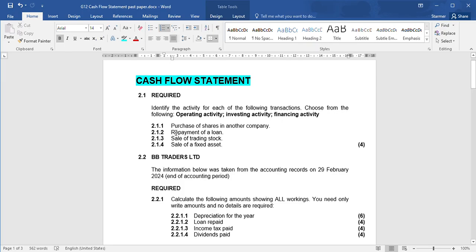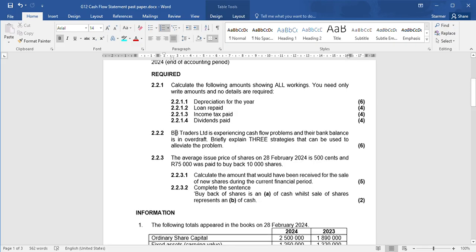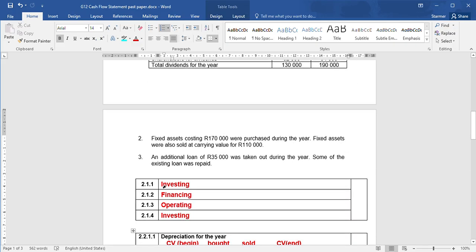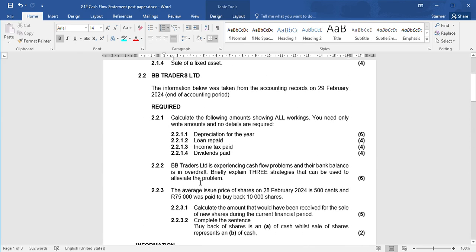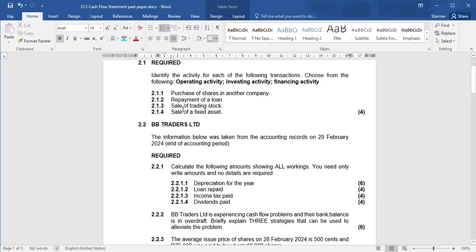If you look at the first one here, purchase of shares in another company. If you purchase shares in another company, you take your money and invest in another company. So the first answer here is investing. The second one, repayment of a loan.